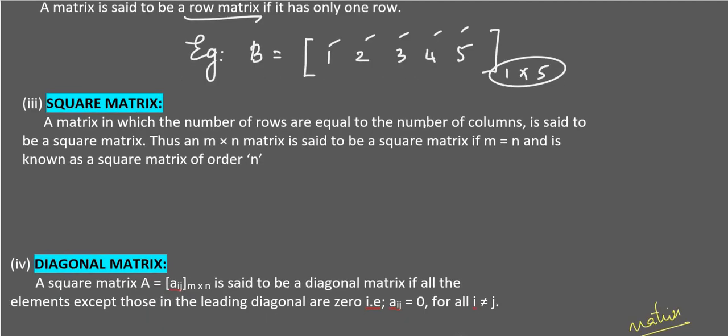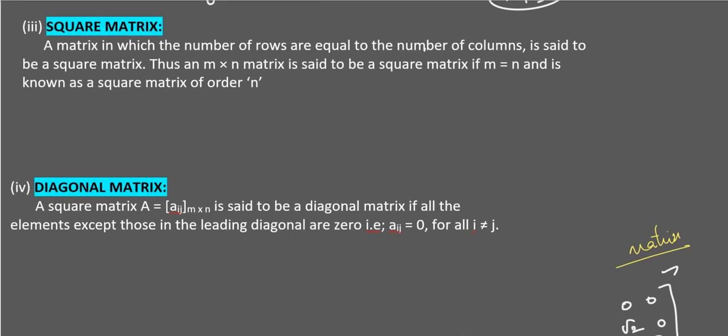A matrix is said to be a square matrix if the number of rows is equal to the number of columns. An m by n matrix is said to be a square matrix if m and n are both equal. For example, I take a square matrix 2, 3, 4, and 5. Here it has 2 rows and 2 columns. So the order of the matrix is given by 2 by 2.